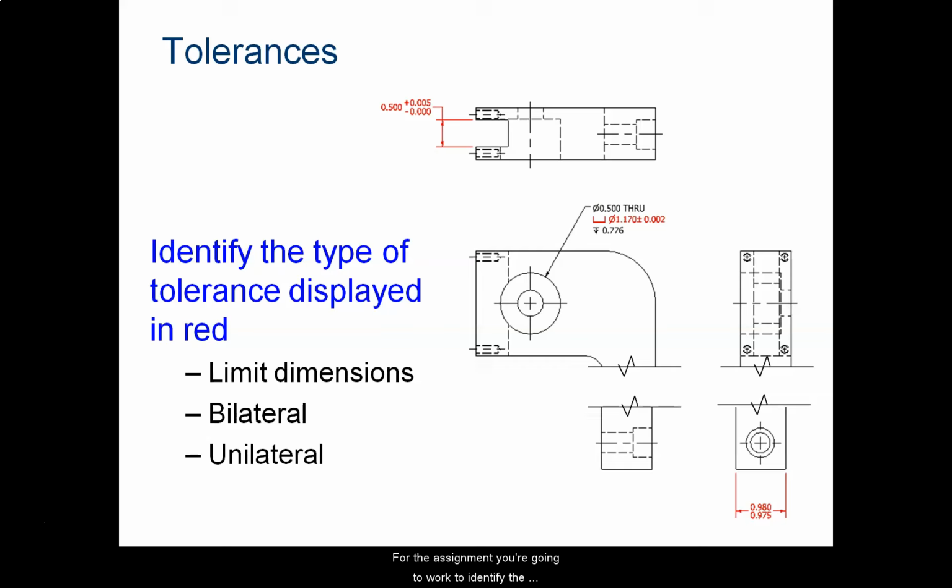For the assignment, you're going to work to identify the different types. So this is a practice activity, so which one is the limit dimension? And which one's bilateral? And which one's unilateral? And so they go through and they label them for you so that you can check to make sure you have an understanding of them.